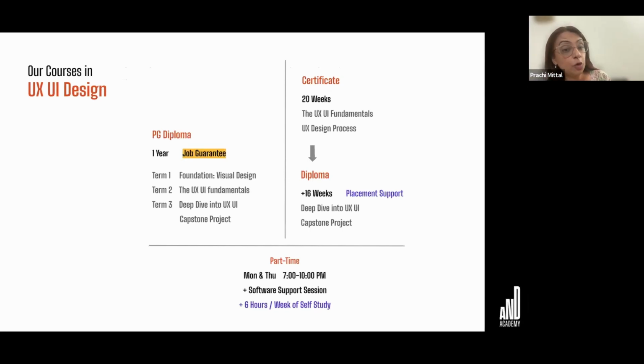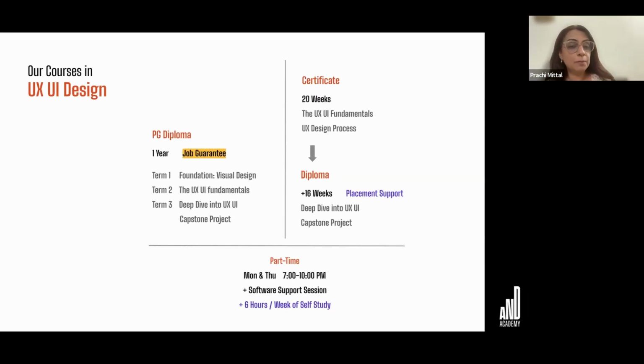We have a PG diploma, which is a 1-year-long PG diploma and comes with a job guarantee. It is divided into 3 terms. In the first one, we do a foundation of visual design. In term 2, we do UX UI fundamentals. You do 2 tiny projects and a couple of assignments, right? In term 3, you deep dive into UX UI. What you saw from Aramal was what happens in term 3. You do 2 full-blown projects like what you just saw, right?